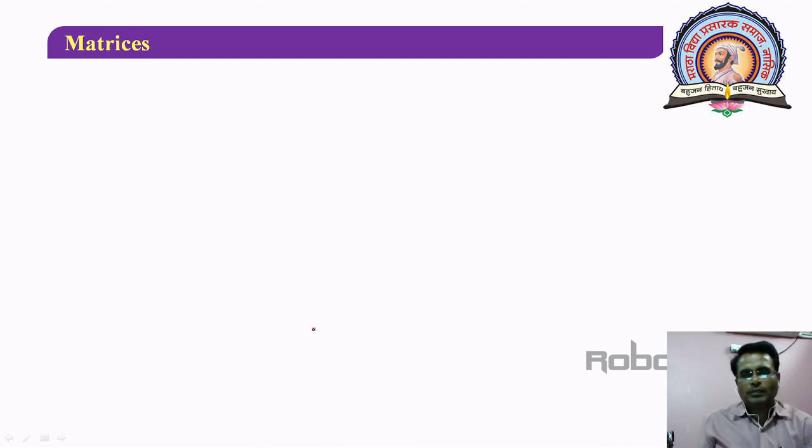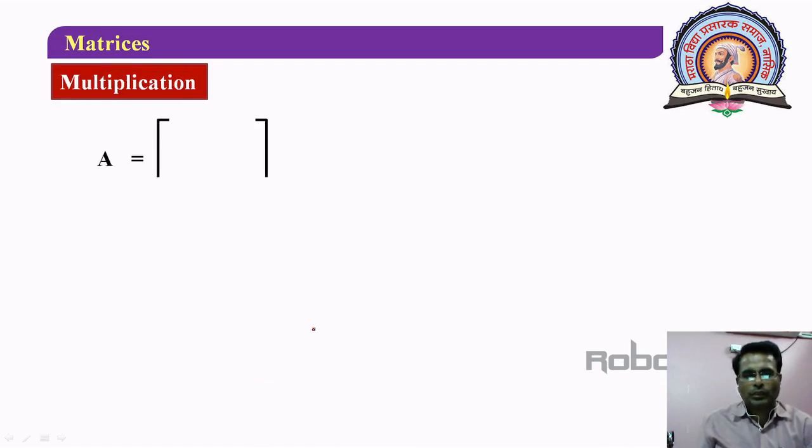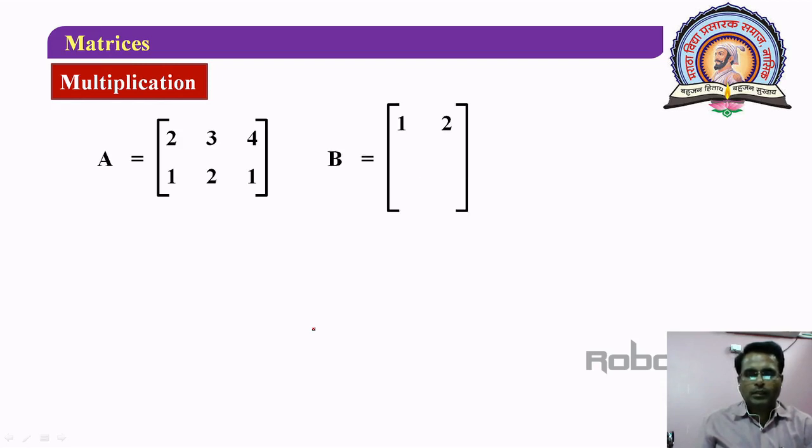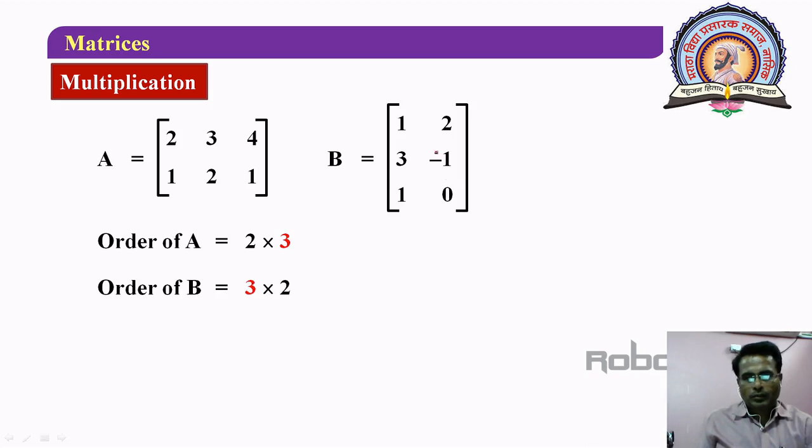See, with an example we can get it clear how the multiplication takes place. Suppose A is the matrix 2 3 4, 1 2 1, and B is the matrix 1 2, 3 minus 1, and 1 0. What is the order of A? There are 2 rows and 3 columns, so its order is 2 by 3. What is the order of B? There are 3 rows and 2 columns, therefore it's 3 by 2.